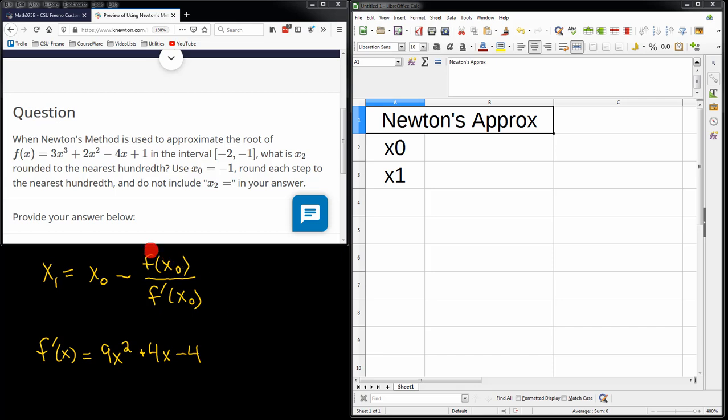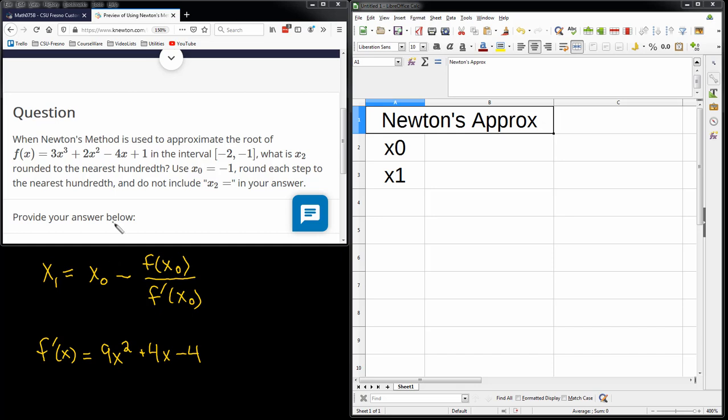This can be kind of tedious to do by hand or with a handheld calculator, but a spreadsheet will make the process very easy. So I really like using spreadsheets to do iterative processes such as Newton's method.